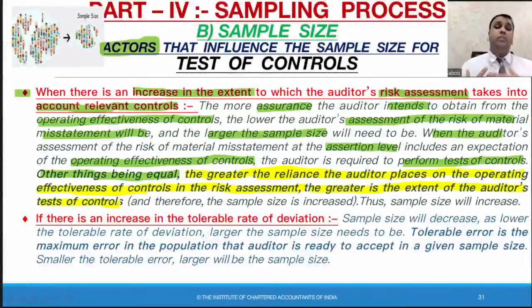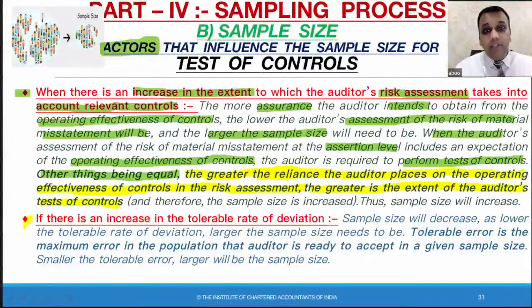Because the auditor wants to place his trust on the operating effectiveness of controls. He wants a higher level of trust. That higher level of trust can be achieved only by extensive checking, and therefore sample size is increased. Okay.